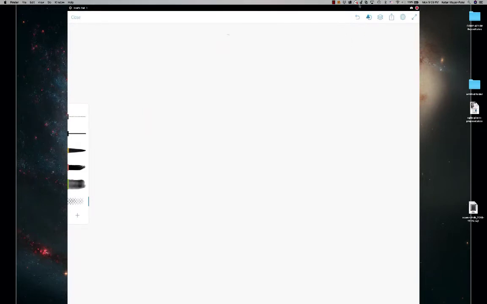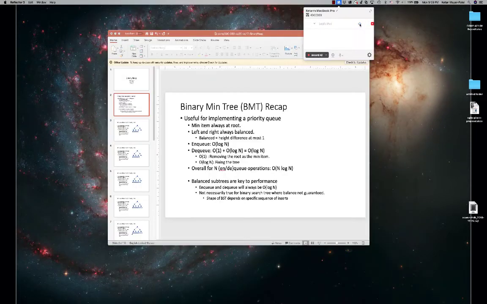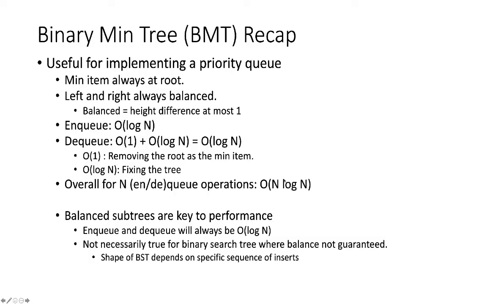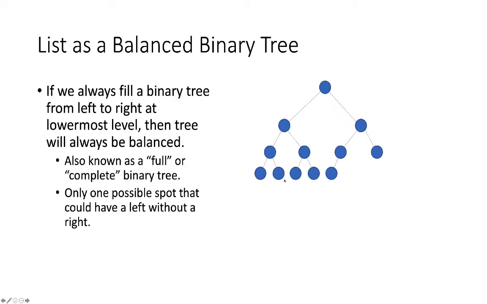If we think about a more natural way of creating a balanced tree, you might think it makes more sense to fill in a binary tree from left to right as we go down from one level to the next, right?